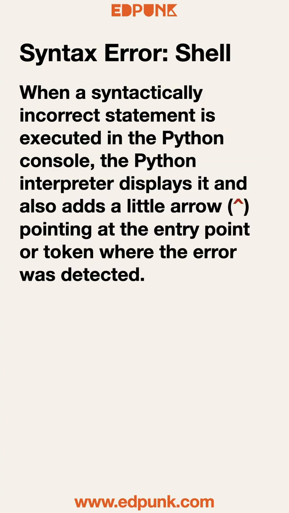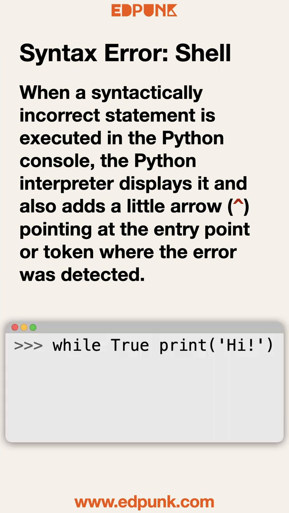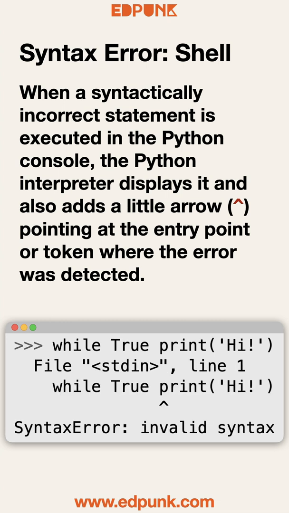When a syntactically incorrect statement is executed in the Python console, the Python interpreter displays it and also adds a little arrow pointing at the entry point or token where the error was detected. For example, when while True print high is executed, a syntax error is raised with the arrow pointing at the print function, which the parser is unable to understand as there is a missing colon after True.